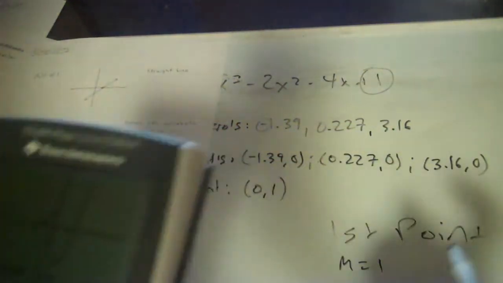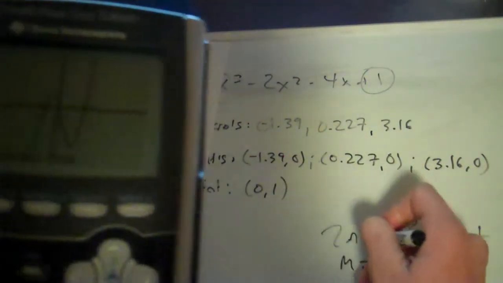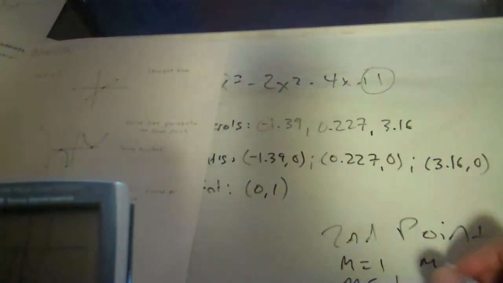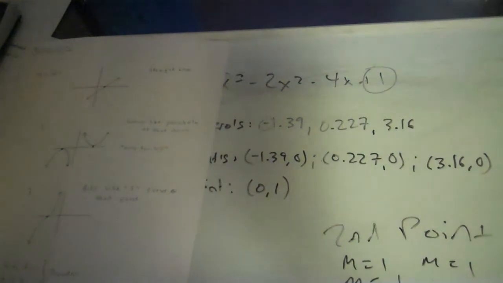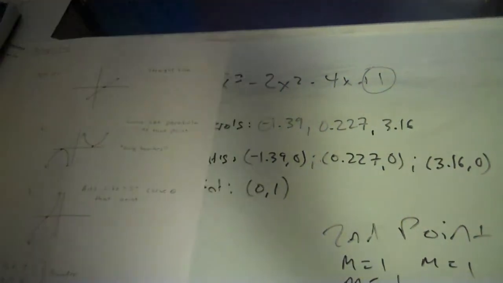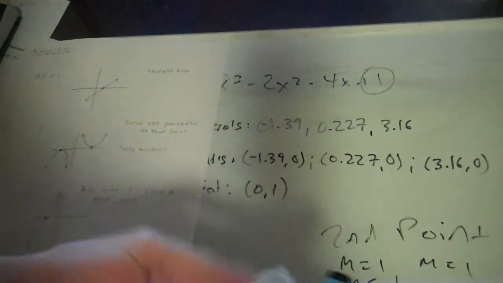I'm just going to put M. The second point, if we look here, it looks like it's going straight through again, so multiplicity of 1, and the third point is doing the same, so all the multiplicities are going to be 1. If it were an S-curve through there, then it would be a multiplicity of 3, but it's not. So that takes care of the multiplicities.